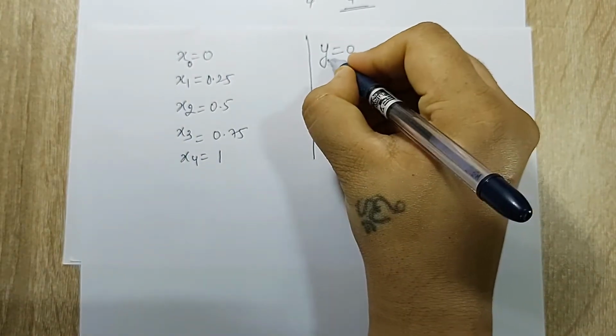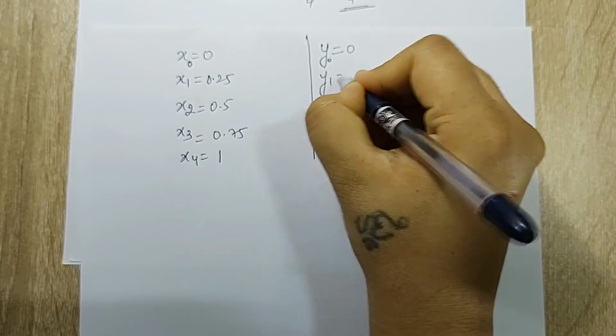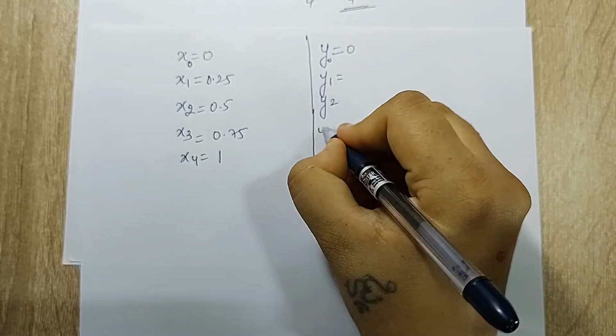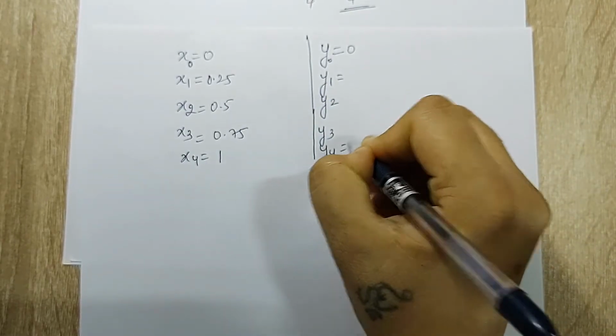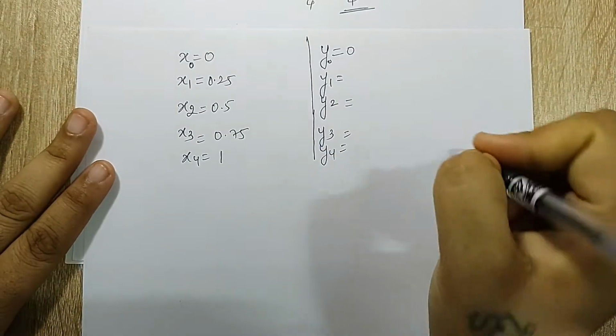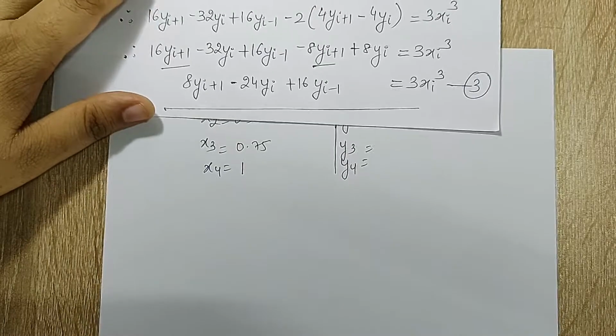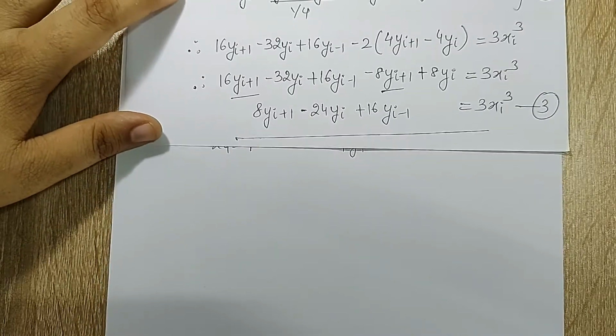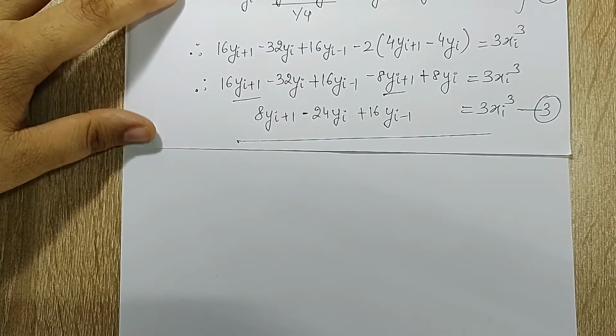Now here if you observe, y0 is 0, y1, y2, y3, y4. All are unknown. I need to find the value of all these terms. Finding the value of all 4 unknowns is what makes this question different than the previous ones.